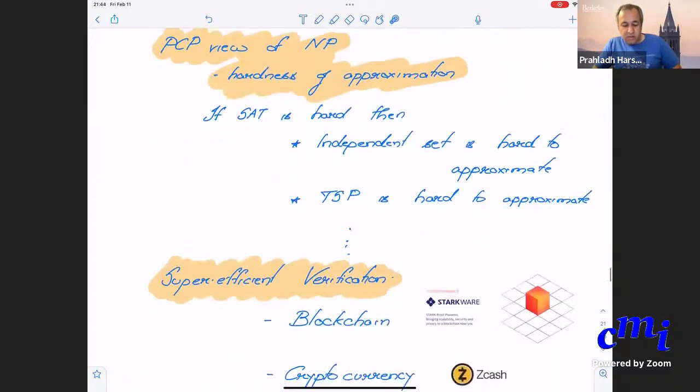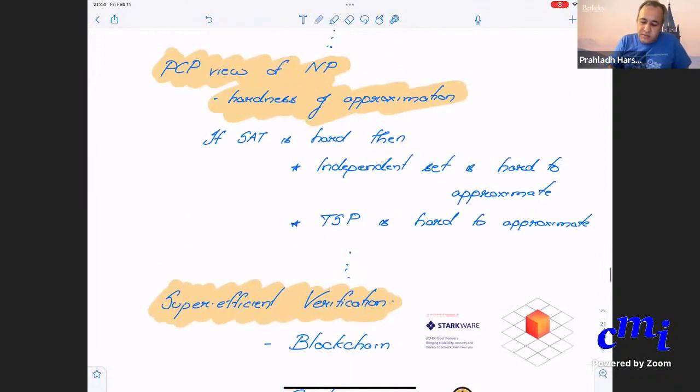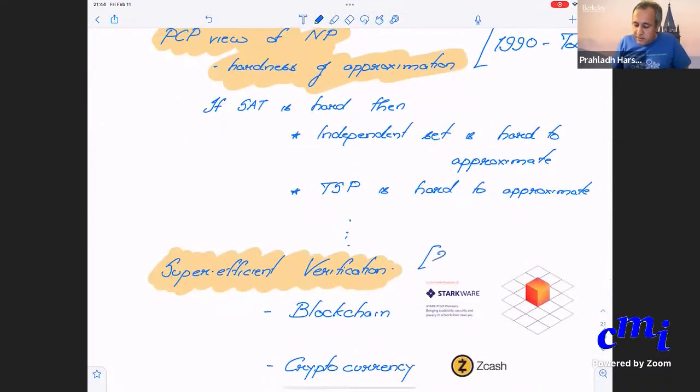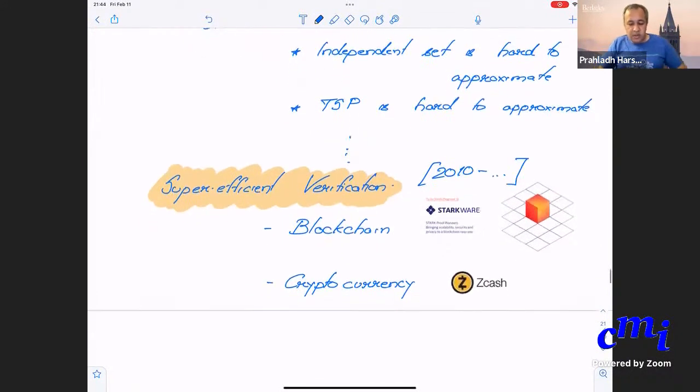The main other thing which I would like to spend time on is a more recent application, which has happened from 1990 all the way till today. This is the more interesting application. It started in the early 2010s, so it's less than a decade old: PCPs have been used in blockchains and cryptocurrencies. And if you look at it, it seems the most obvious application for it.